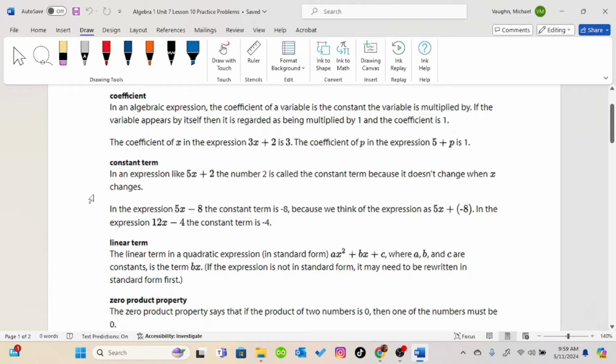Welcome to Algebra 1, Unit 7, Lesson 10 Practice Problems. We're going to start this lesson with the vocabulary terms so that we understand what they mean if we see them in the practice problems.